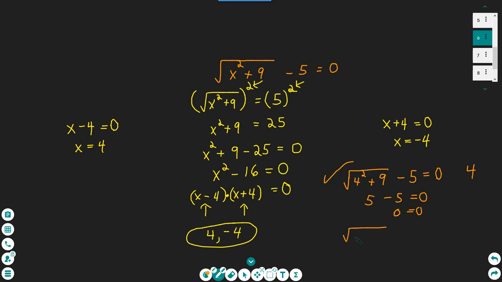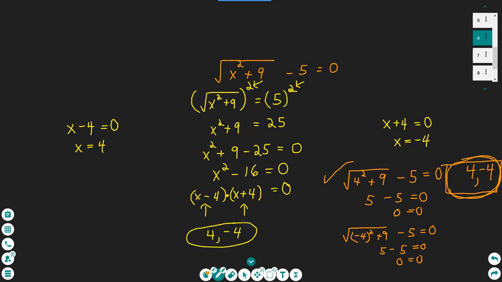Okay, now let's try the negative 4. So if we plug in the negative 4, we have negative 4 squared, notice my parentheses there, plus 9, minus 5 equals 0. Negative 4 squared is a positive 16. 16 plus 9 is 25. The square root of 25 is 5, and we're right back to where we were. 5 minus 5 equals 0, and 0 does equal 0. So here, the negative 4 also works. So these two numbers are the solutions to our equation. We do have two solutions. They both work.